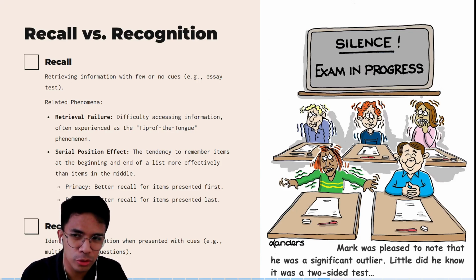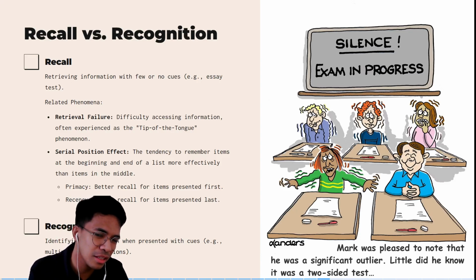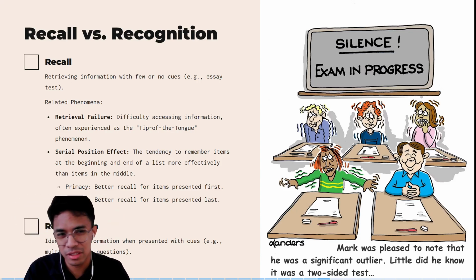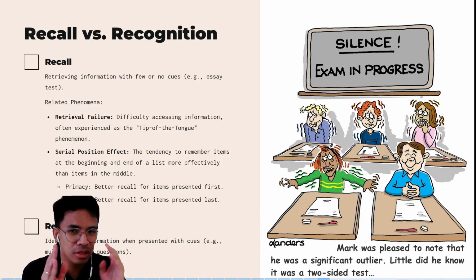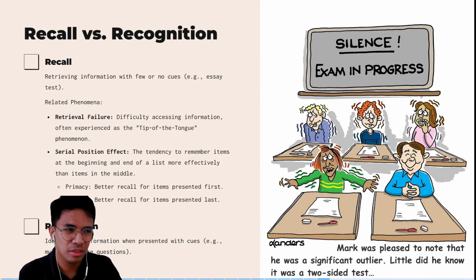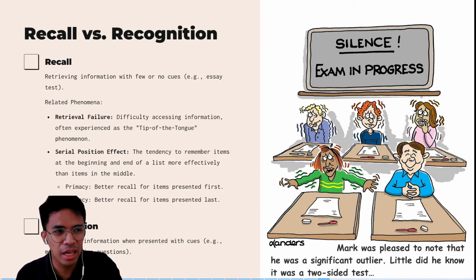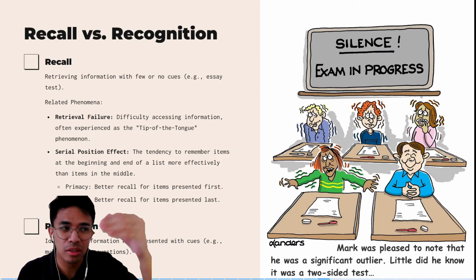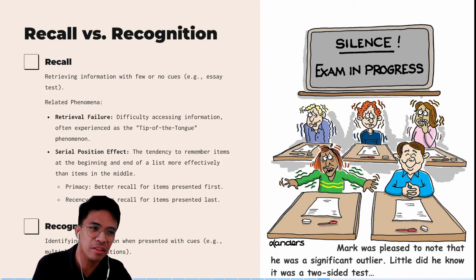In recall also, what you usually remember are the things that begin the series or the list and the things that end the series. Right? So this is called the serial position effect. The tendency to remember items at the beginning more effectively than items in the middle, as well as yung end ng items. No? So that's what we call the primacy effect and the recency effect.